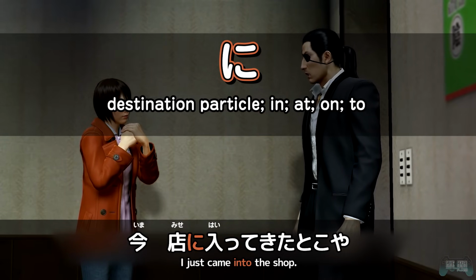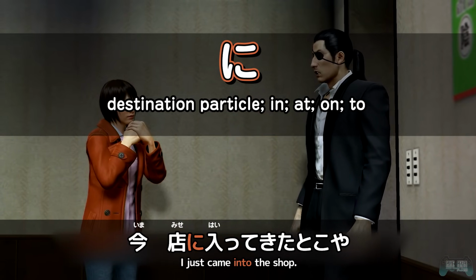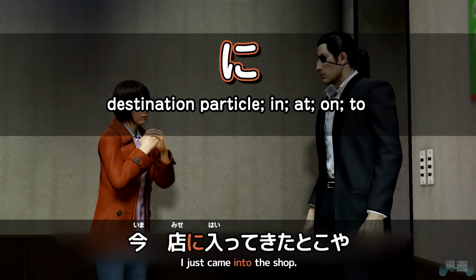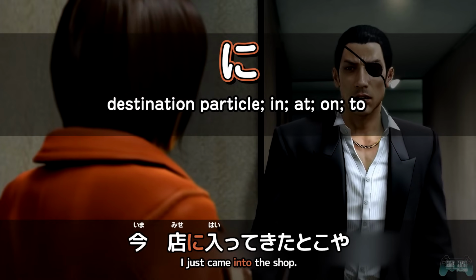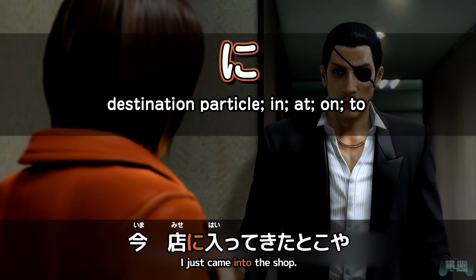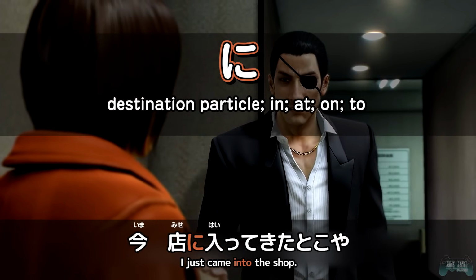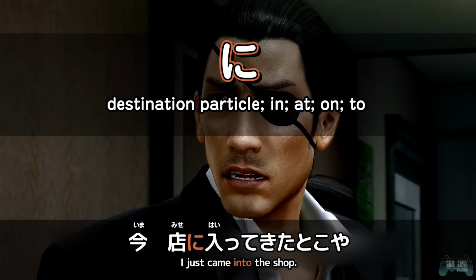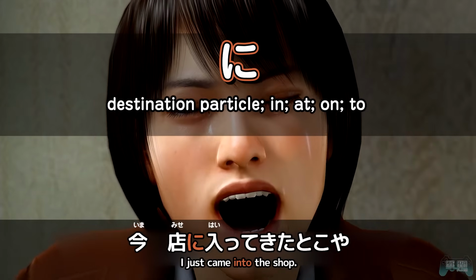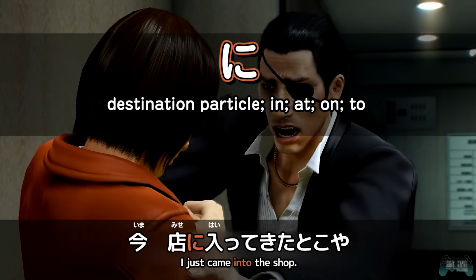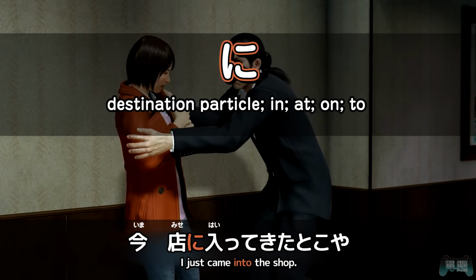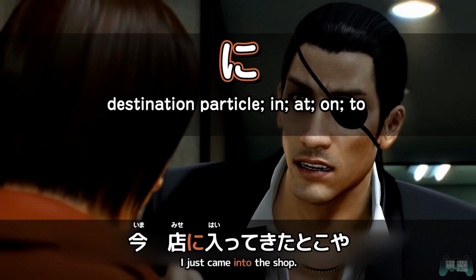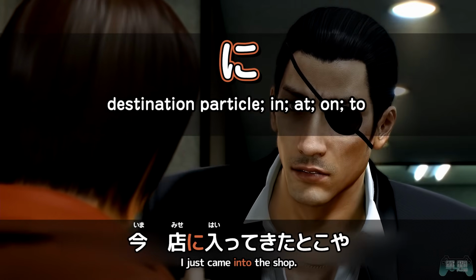Okay, so first let's look at this example from Yakuza. Here we have a blind woman that was surprised by this Yakuza who just suddenly appeared at her shop. She accidentally bumped into him. So she catches him and asks why was he in there, and he says that he just came into the shop. Mise ni haite kita tokoro. So the ni is showing where he haite kita, where he entered. So the noun before ni is showing that location. Mise, or shop.